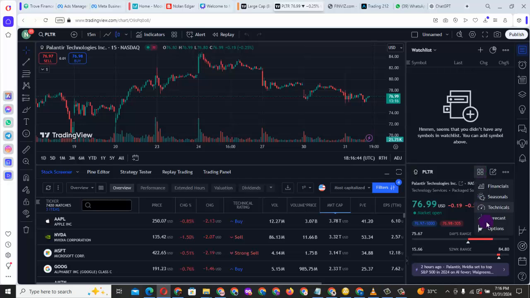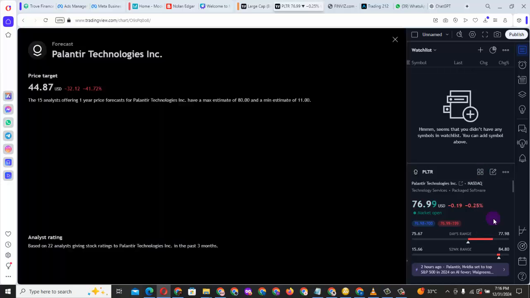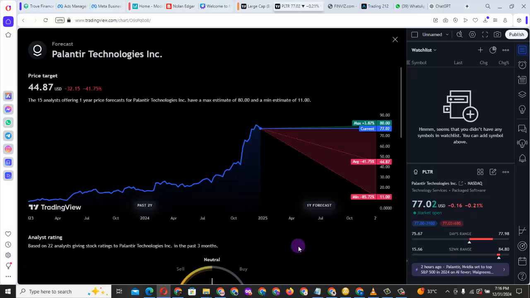So I'll come here to say, okay, let me check the forecast of this Palantir to know where it would be in the next couple of months. Let's say from now till April 2025. So right now it's already trading higher. It has surpassed its average price. You see, it has surpassed its average price, and right now it is at 76.